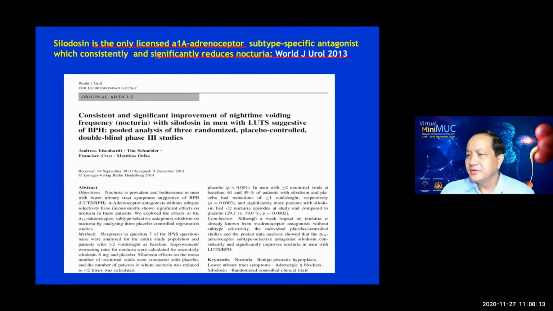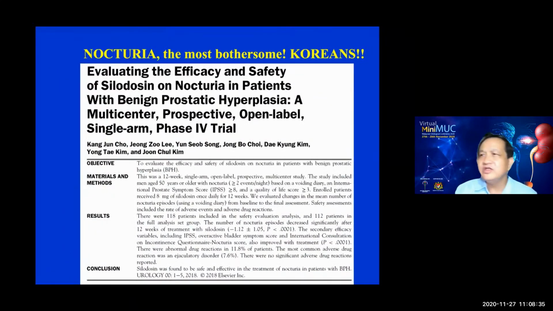Then another study shows that it not only reduces the IPSS score, but also significantly reduces nocturia. This is published in the World Journal of Urology. So we often don't refer much to Korean studies, Chinese studies, and Japanese studies, but actually they are more relevant to us. And we are beginning to see more of these studies, and they do good studies.